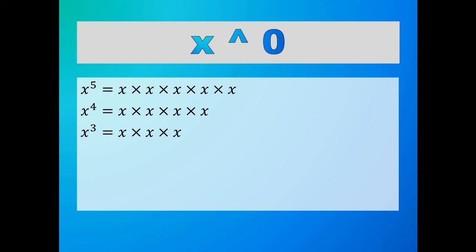X cubed is x times x times x. We have 3 x's being multiplied together. X squared is x times x. We have 2 x's being multiplied together. X to the 1st is just 1x, so that's x.